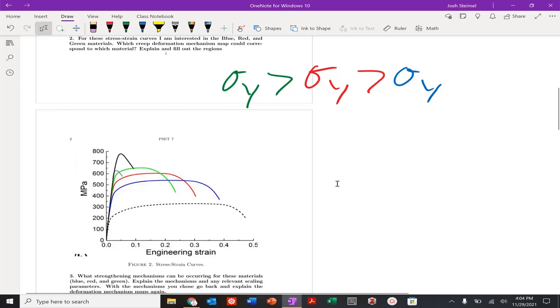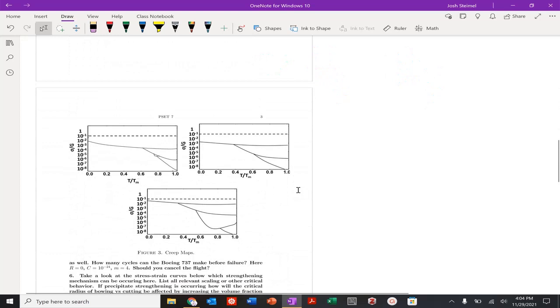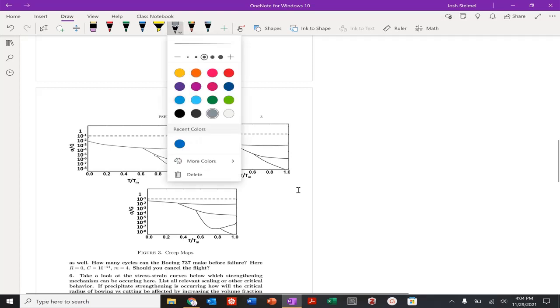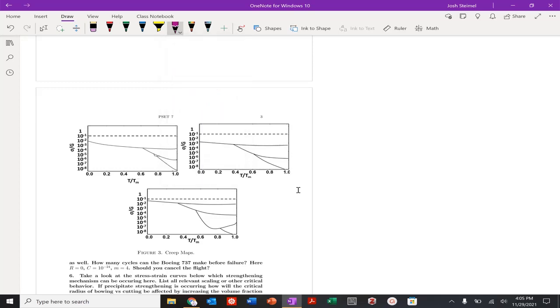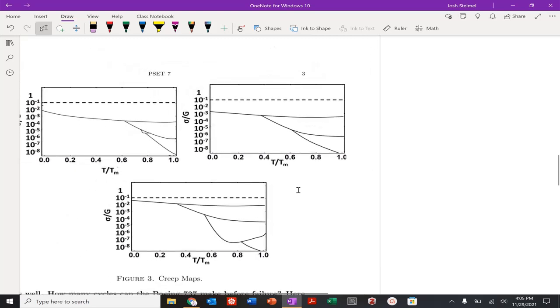So my green is the highest, then red, and then blue. So we could just fill out the regions right now. Let's change this color to black. Let's change it to purple. We could zoom in here. I know that this is my theoretical yield strength. Why? Because sigma over G is basically a tenth, so that is our theoretical yield strength, TS.